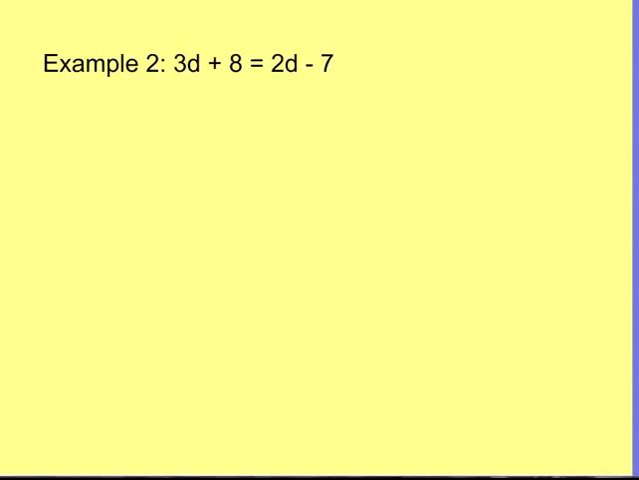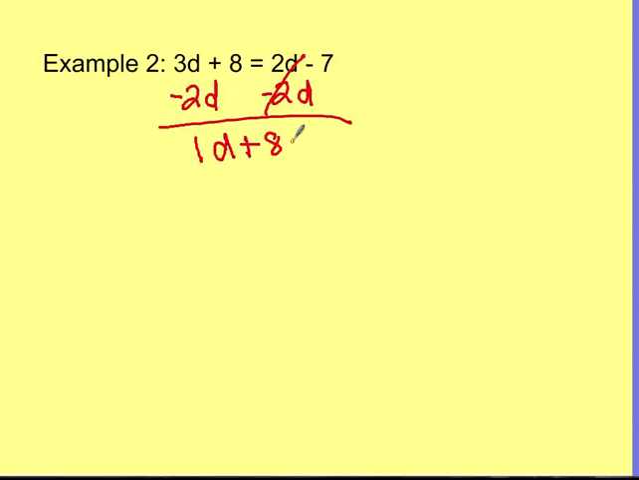Okay, next example. 3d plus 8 equals 2d minus 7. So I need my d's to be on the same side of the equal sign. So I want to move this 2d over so it's with the 3d. Currently it's positive, so I want to do the opposite, and I want to subtract 2d. Well, 3d minus 2d would just give me 1d. These cancel out. Write down everything else you see. Make sure on this side we're bringing down a negative 7. Okay, 1d plus 8 equals negative 7.